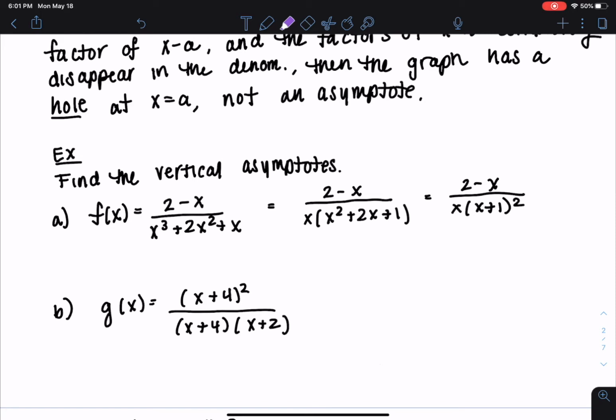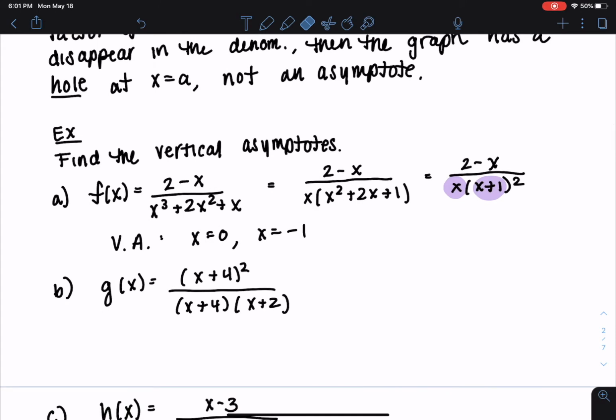So I'm going to have two vertical asymptotes. The first one occurs when x equals 0. The second one occurs when x plus 1 equals 0. So your first vertical asymptote is the line x equals 0, and the second one is x equals negative 1. So those are our two vertical asymptotes.